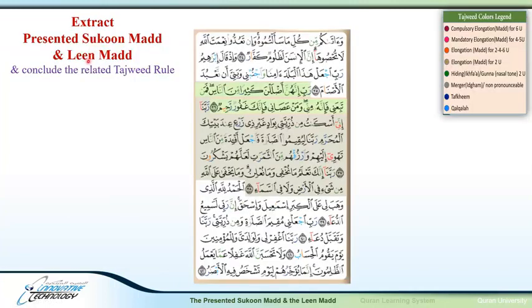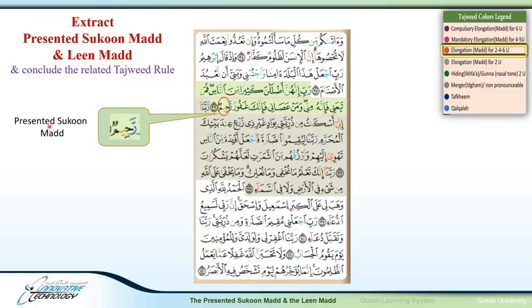Now we'll apply some practice on what we have just learned by attempting to extract presented sukoon mad and Leen mad from the shaded verses of this Quran page and conclude the related tajweed rule. Remember, we're looking for a mad with the orange color. We'll start first by Rahim. We realize here that Rahimun has a tanween on it, but upon stopping on it, it gets a presented sukoon and will be pronounced Rahim. That is a presented sukoon mad.